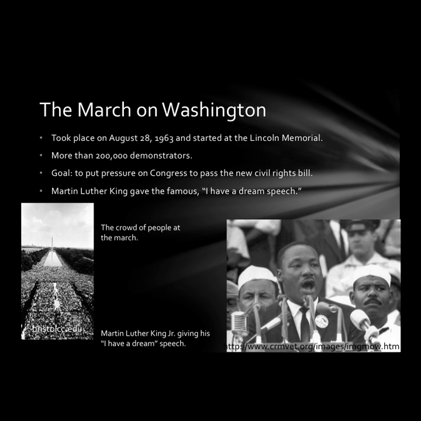The March on Washington took place August 28, 1963. There were more than 200,000 demonstrators, more than double what they expected. The goal was to put pressure on Congress to pass the Civil Rights Bill of 1964, and the highlight of the day was Martin Luther King giving his famous "I Have a Dream" speech.